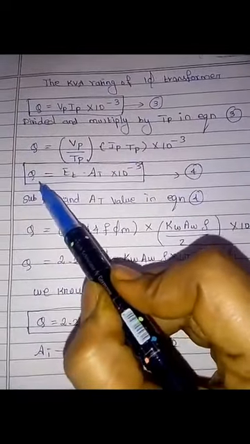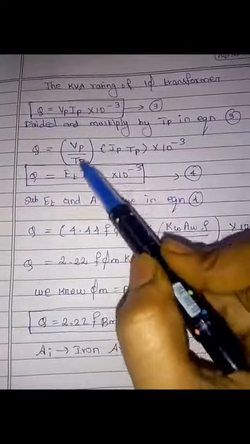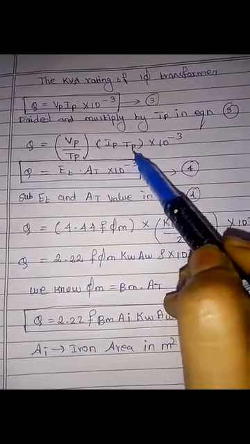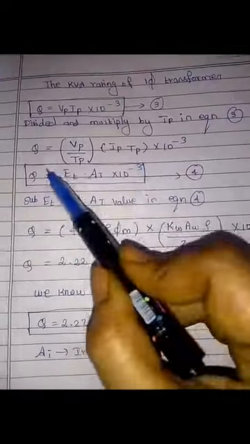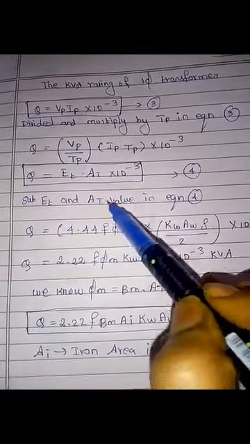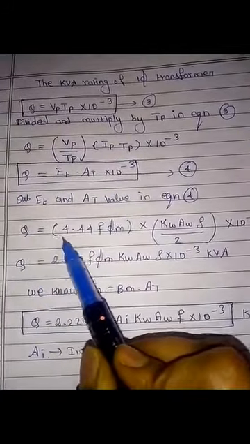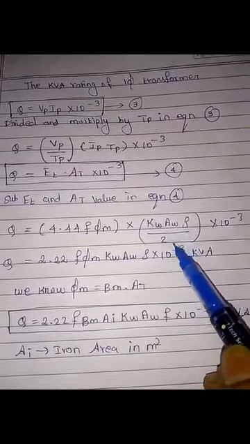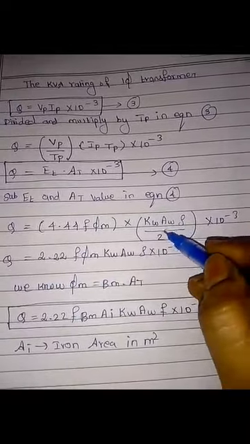Okay, so finally we can get the equation Q equal to ET, that is, this value comes under ET, and instead of IP TP we can substitute AT, into 10 to the power of minus 3. Let us consider this as equation number 4. Substitute this ET value and AT value in equation number 4. We can get Q equal to 4.44 F phi m and KW AW delta divided by 2 into 10 to the power of minus 3. Then we can cancel this value.